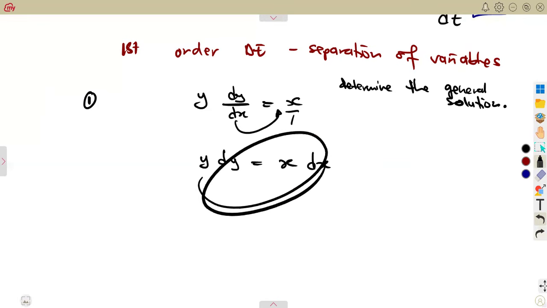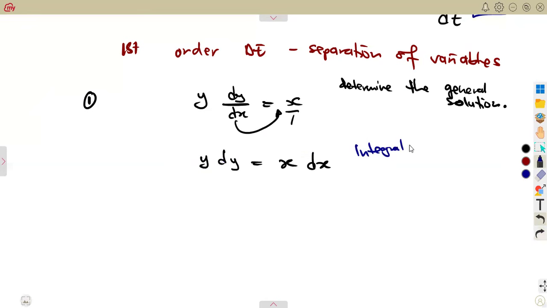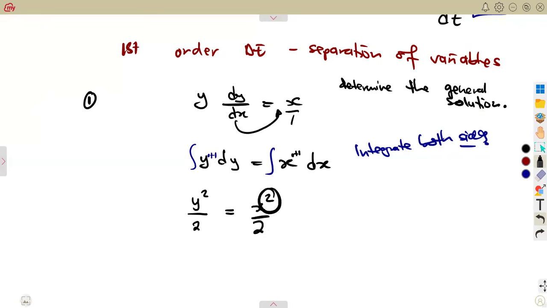As you can see, we've separated. The part of Y is on its own, the part of X is on its own. So once you have got this, you are going to integrate both sides, like I said before. Remember your integral, guys, this is y to the power of 1 on its own. When you integrate, remember you're supposed to add 1, so that is y to the exponent of 2. Then you divide by the new exponent, the new power. The same on X, this is 1, you add 1, so that's x to the power of 2, divide by the new power, which is 2, plus the constant of integration.